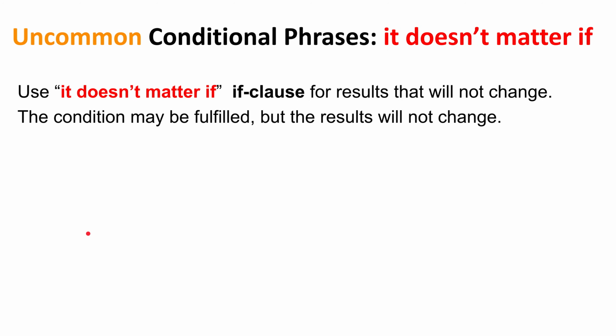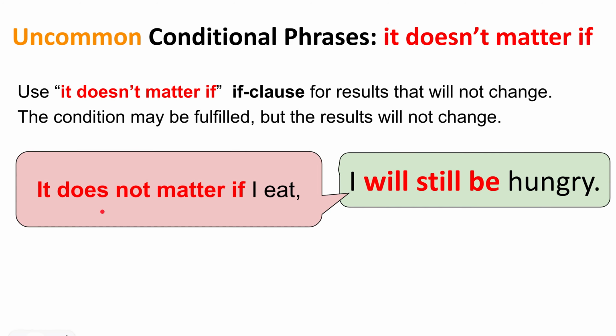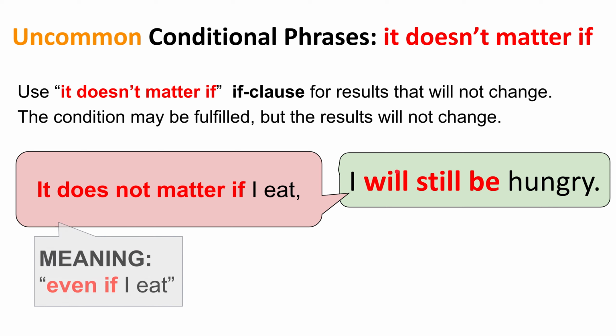Moving forward now, the next common phrase and the last one that we will look at is it doesn't matter if. We use it doesn't matter if in the if clause for results that will not change. The condition may be fulfilled, but the results will not change. For example, it does not matter if I eat, I will still be hungry. The meaning of this is similar to even if. It actually means the same, even if I eat.